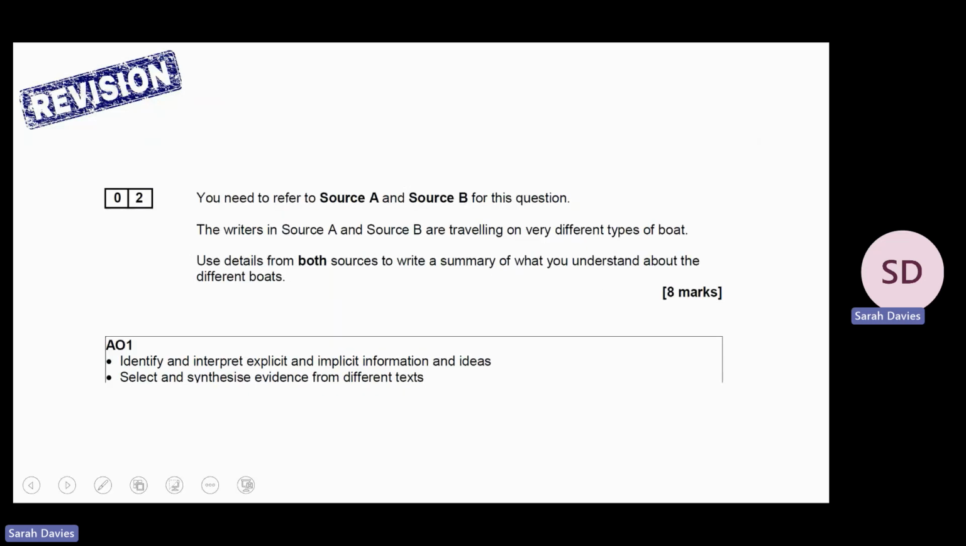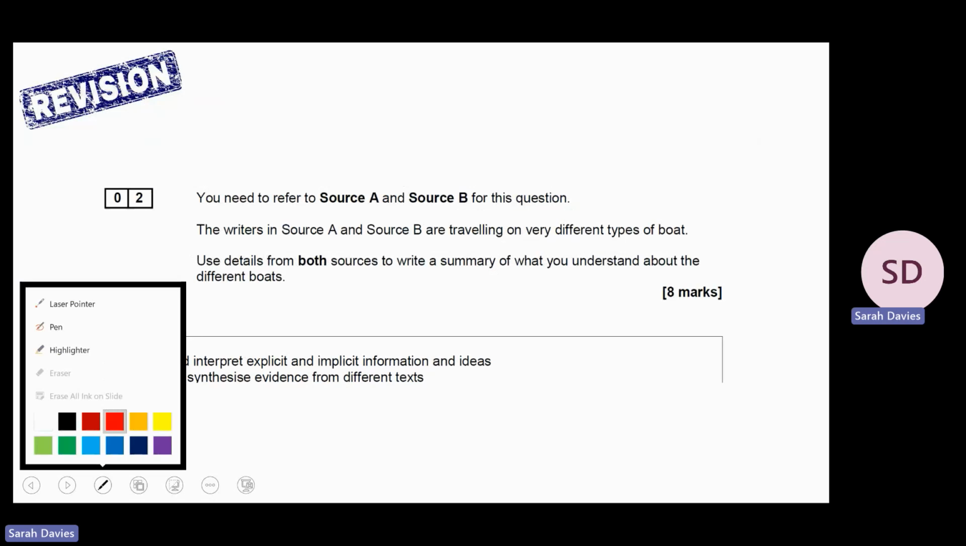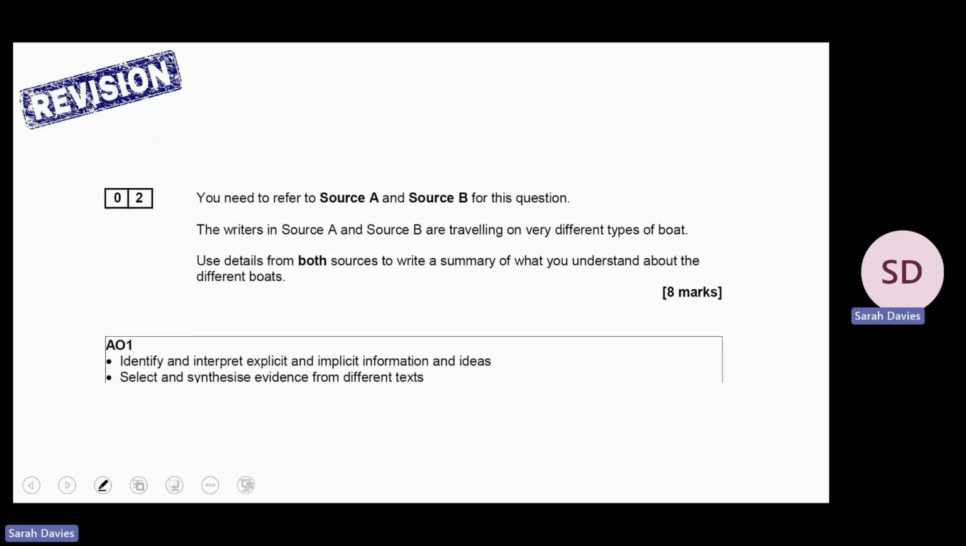The question focuses our attention on two different sources. When we are looking at these two sources and the question, it's important to know that we're always going to be presented with those two sources together. We're always going to be given brief information about what the sources include. In this case, for example, it's about traveling on very different types of boat. And then we get the latter bit that focuses on what the question is actually asking. So in this case, we're asked to focus on a summary of what you understand about the different boats.